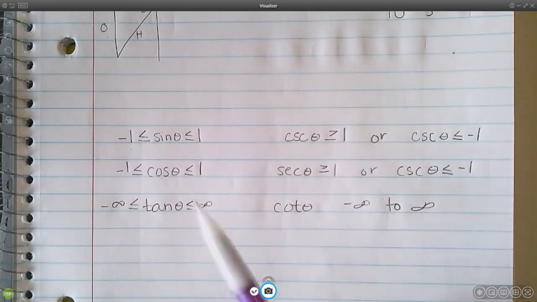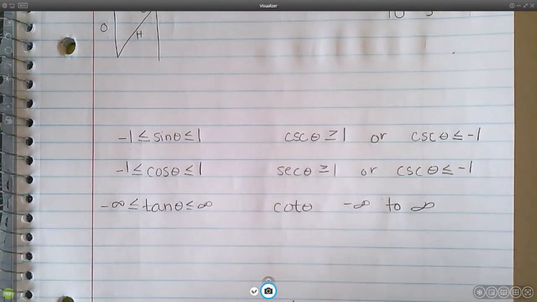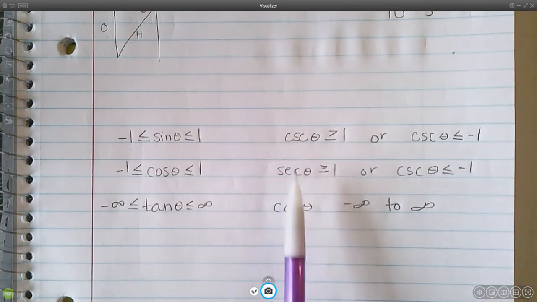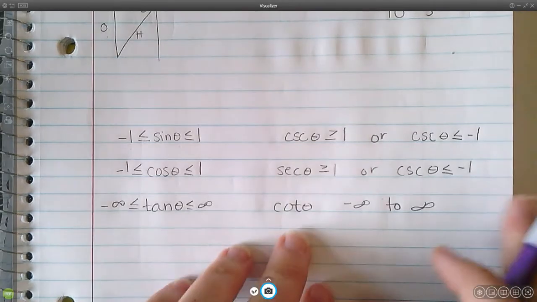The biggest thing you need to remember is that sine and cosine have to be less than or equal to 1, but they have to be greater than or equal to -1. So they have to be in between -1 and 1. Tangent can be all real numbers. Cosecant cannot be in between 1 and -1, and secant cannot be between -1 and 1. Okay, so let's move on.